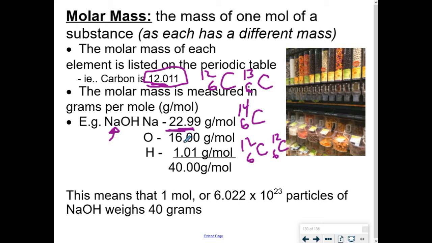Oxygen also weighs a certain amount. Oxygen weighs on average 16 grams in its mole, and hydrogen weighs 1 gram per mole. Remember that picture I showed you of all the different powders, and they all weigh different amounts? Sodium is way heavier than hydrogen. Imagine that I were to give you 20 items of something. If the 20 items were lead bars versus feathers, I still have 20 of them, but feathers don't weigh as much as lead bars do. That's basically the concept here. Hydrogen is very light.